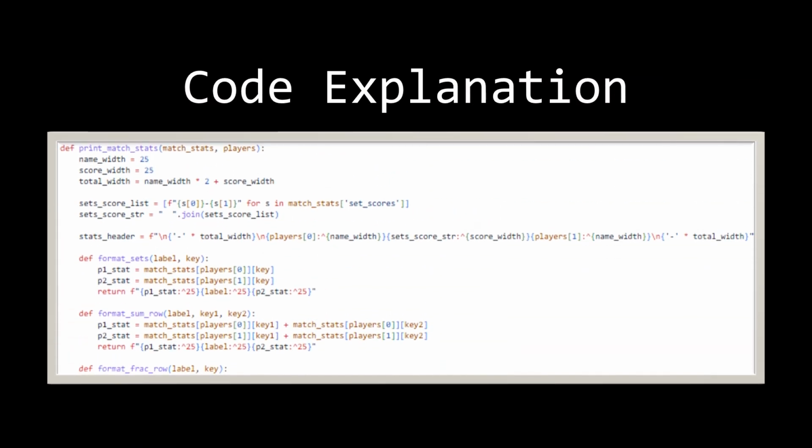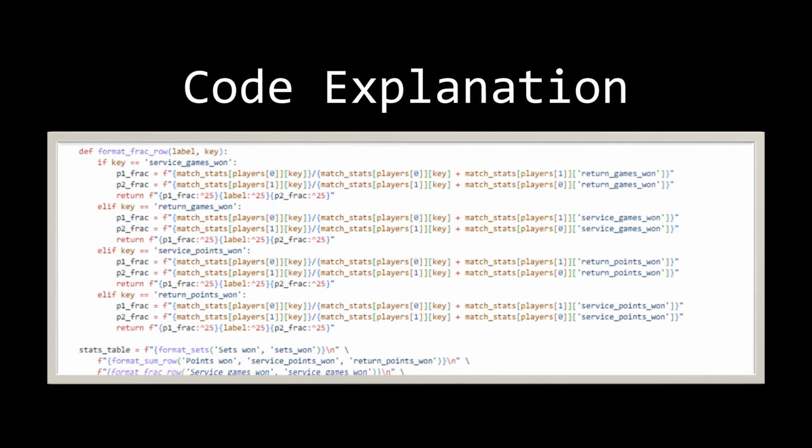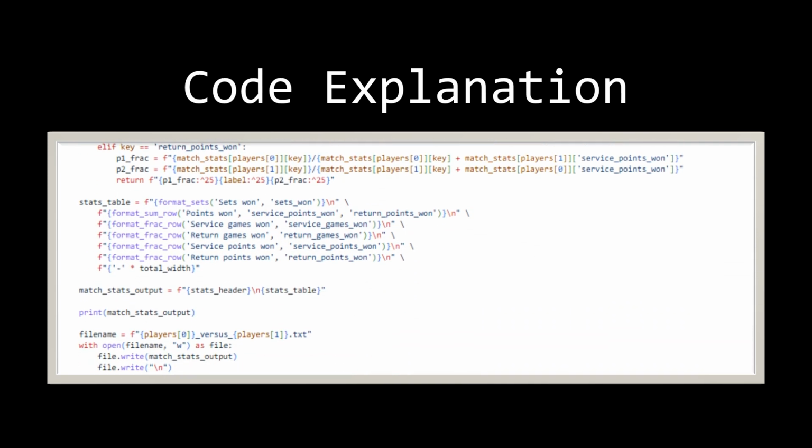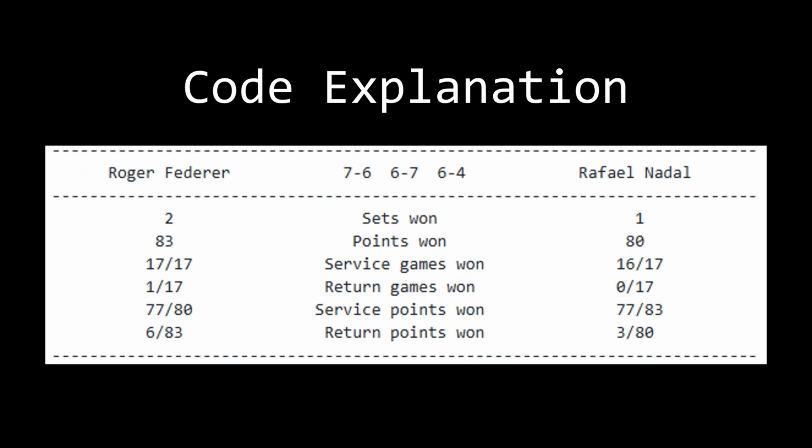The printMatchStats function takes the dictionary matchStats and the list players. It will take the names from players and the statistics from matchStats and print them to a table as well as to a file which will be called the first player versus the second player.txt. Here is an example of the product of printMatchStats.